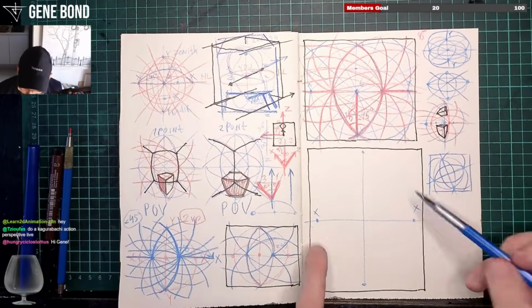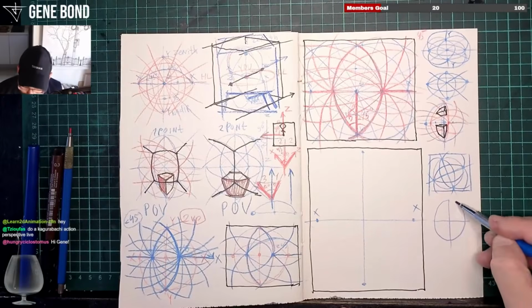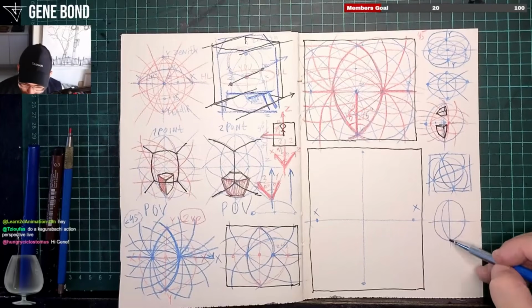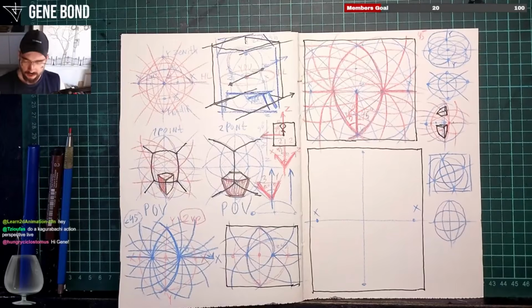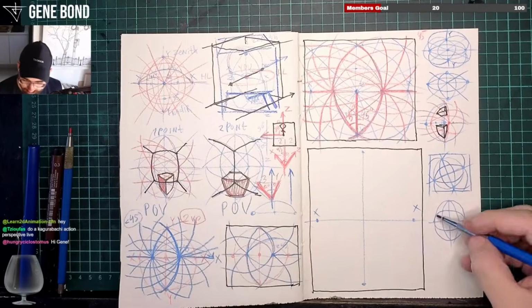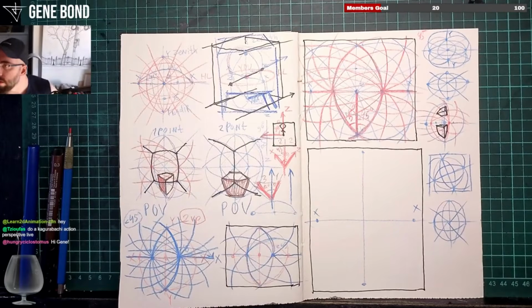But here I show you a little squeeze vertically. So it's the same 5-point perspective grid, but I squeeze it. Now we have a vertically standing lemon. Hello, hungry cyclostome. Hungry cyclostome.